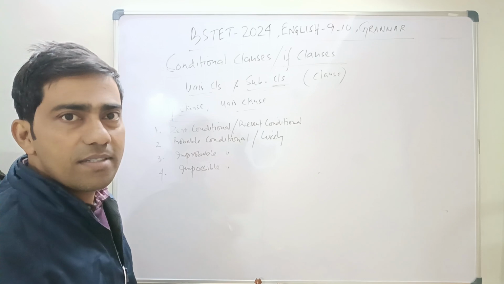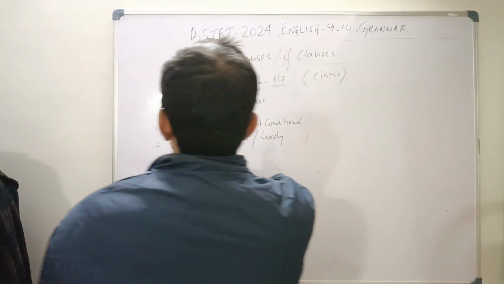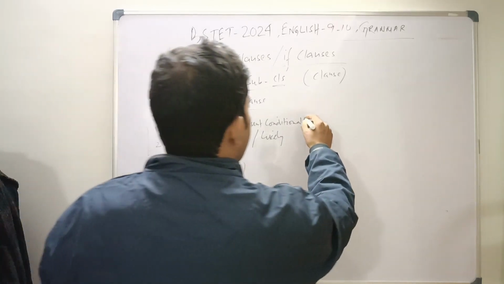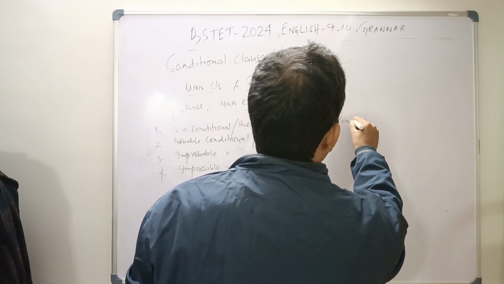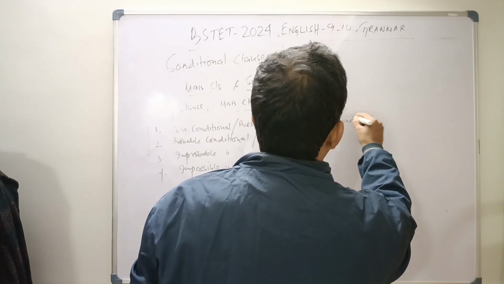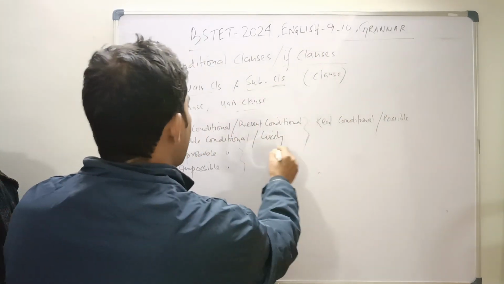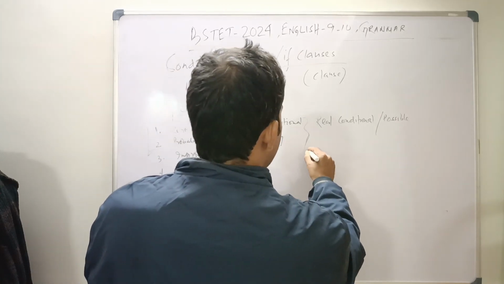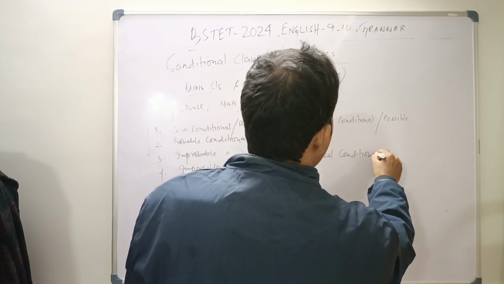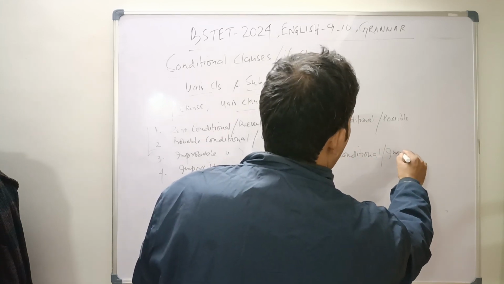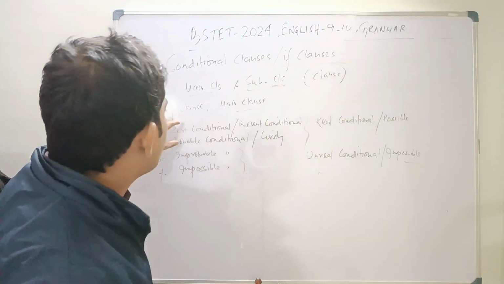These 4 categories, in a narrow sense, can be categorized into 2 parts. The first 2 parts are real conditional, or possible, and the second part can be called unreal conditional, or impossible. Got it? The first 2 are real in what sense? Because these 2 sentences are not in a hypothetical sense.